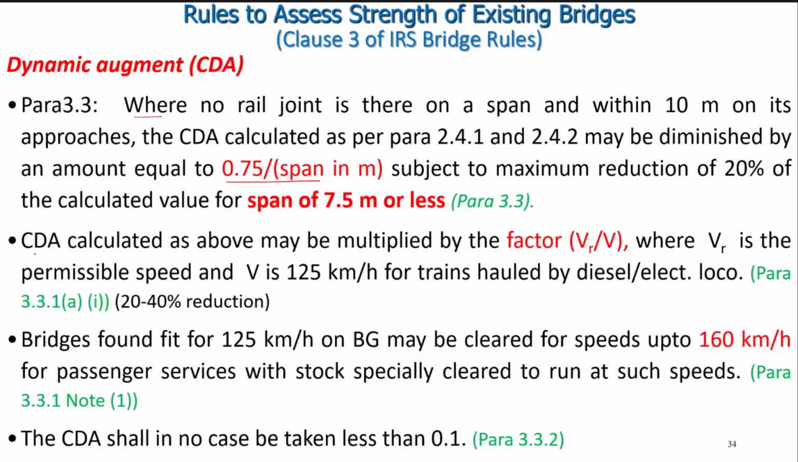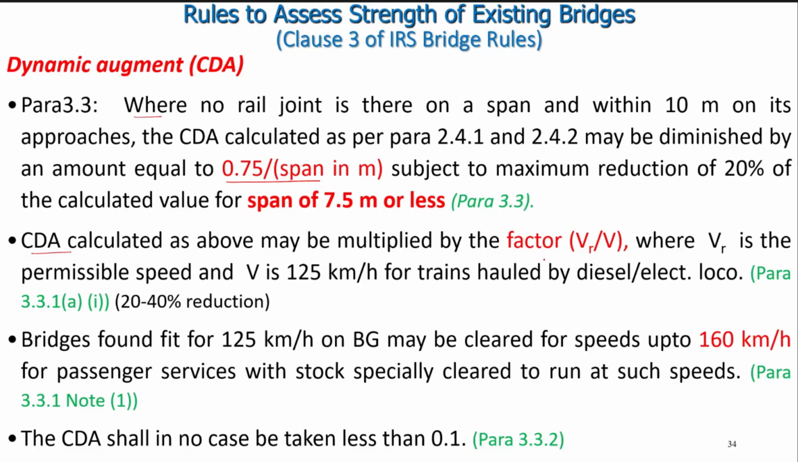Second, the CDA calculated above may be multiplied by the factor VR upon V, where VR is the permissible speed, here 125 kmph, and V is the maximum speed, which can give a 20 to 40% reduction.